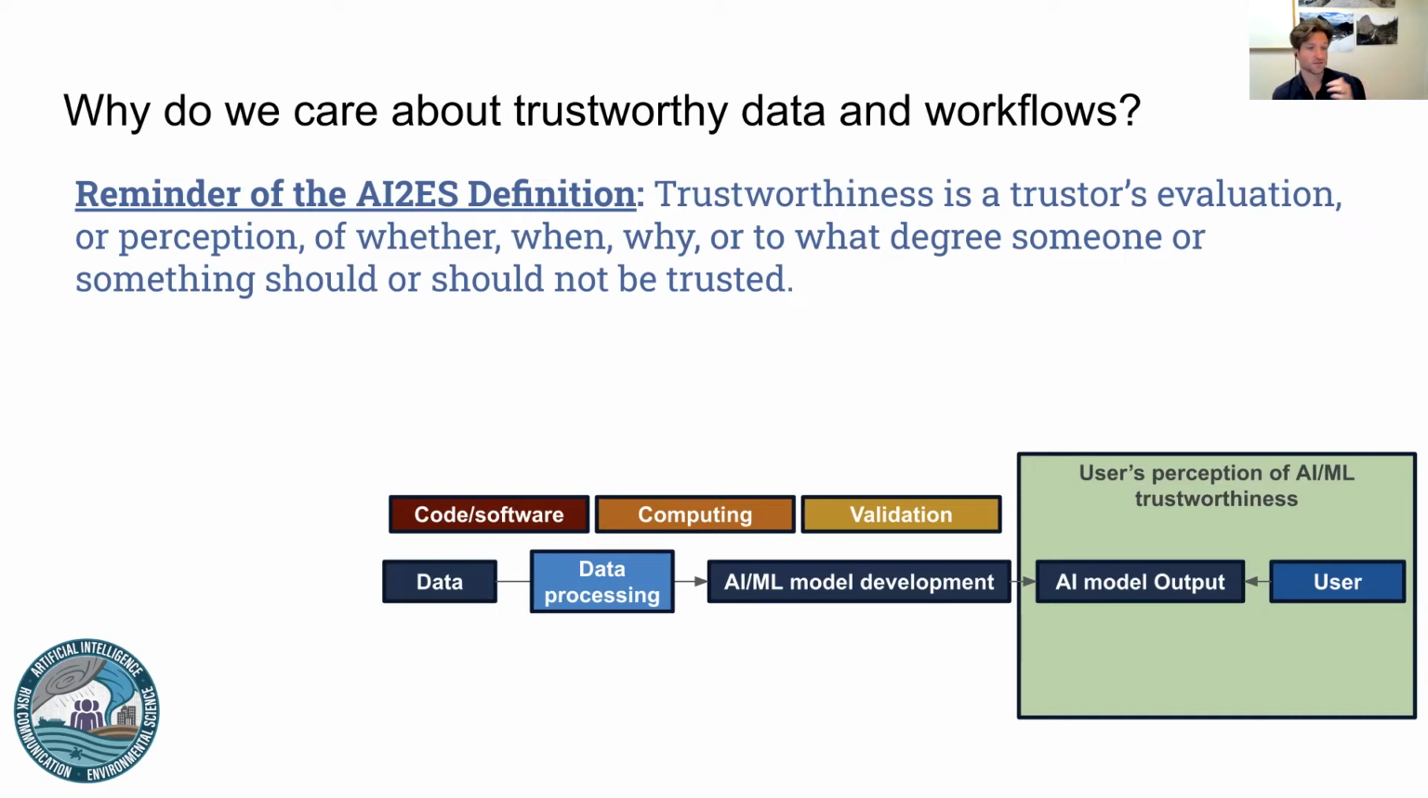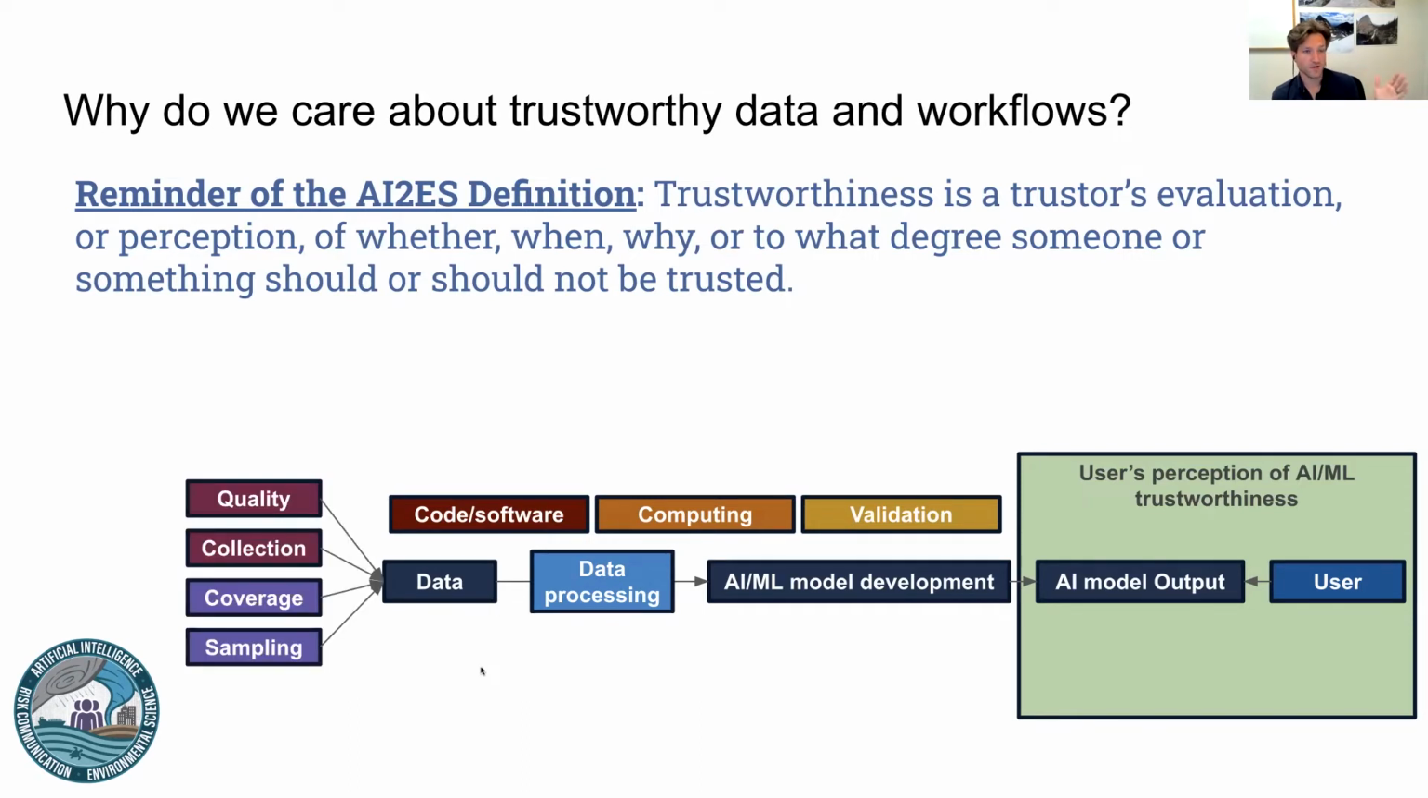But then that also has different implications along the lines of the code or software that you're using, the type of computing you're doing or the validation that you're running. So you hit the next slide. And then even before you get to this part of the process, even further upstream, you have things like the quality of your data, how the data was collected, the coverage of your data, and then the sampling.